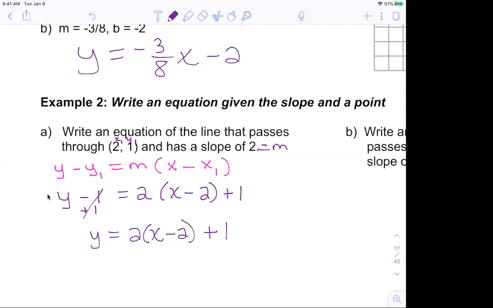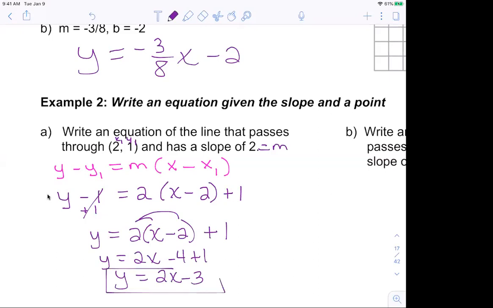What else could we do? Then you could do 2 times x and 2 times negative 2. Yeah. So that's 2x minus 4 plus 1. And then finally, Madison, what's your equation look like? Then you would get y equals 2x minus 3. Nice job. So now I have an equation of a line using point-slope form by plugging in that ordered pair for x1 and y1. So see if you can do part B.